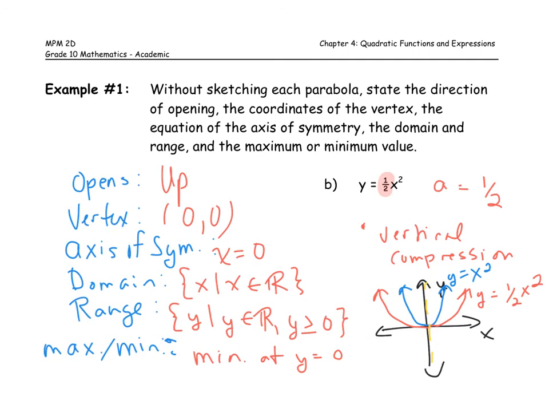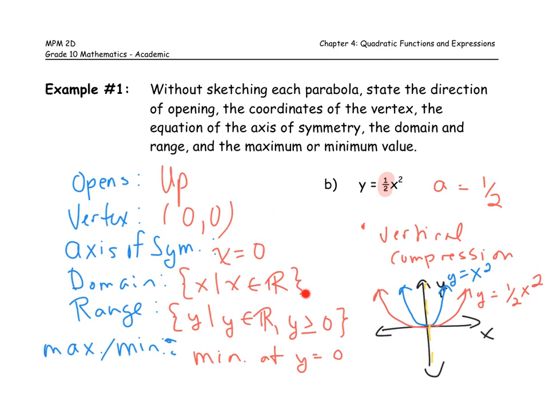Okay, so here I've written out my solution to this problem. I started by identifying my a value, which in this case tells me that because it's a fraction, it's a vertical compression. So I tried to visualize what that would look like compared to y equals x squared. y equals 1/2 x squared would be wider because I've squished my graph down. The visualization helps me to see that my graph would open up, that my vertex is not changed, and my axis of symmetry is not changed either.